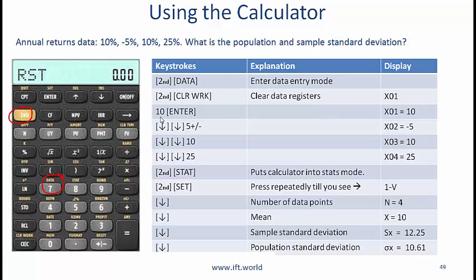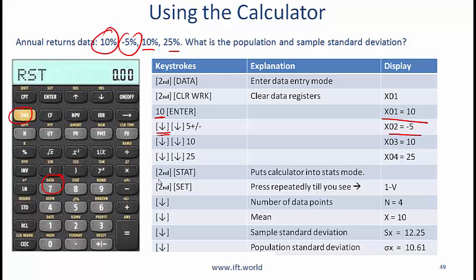Then you put in 10, that's this number right here, and enter. That sets your first data point to 10. Down arrow once and then a second time. When you put down arrow once, you will see Y01. But since we are only entering one set of data, you do not need to enter any information for Y. So we just down arrow past the Y. Then you will see X02, enter 5 plus/minus. That is essentially saying that the second data point is minus 5. You do the same for 10 and 25. You have now entered the 4 data points into the calculator.